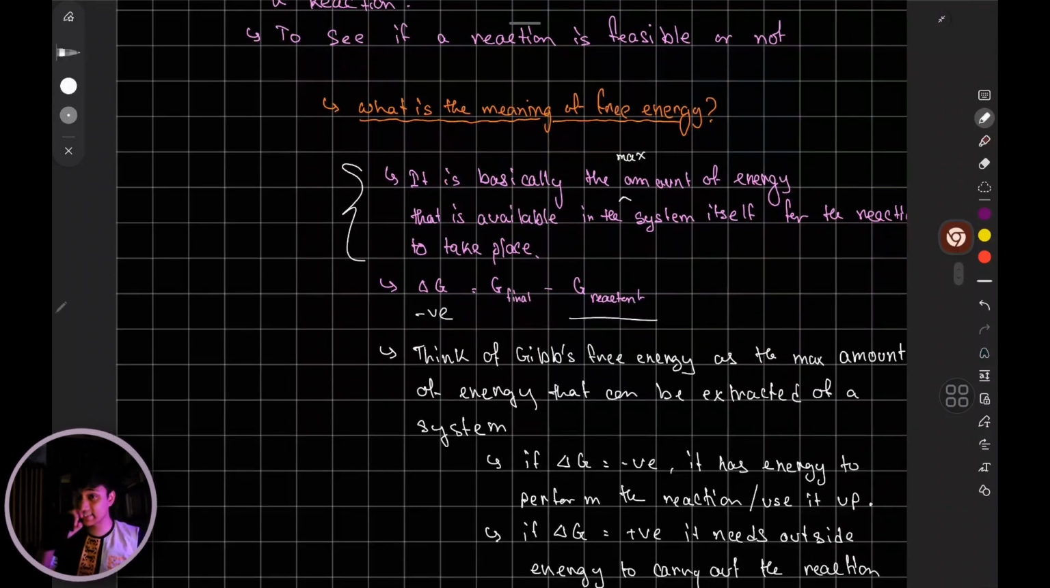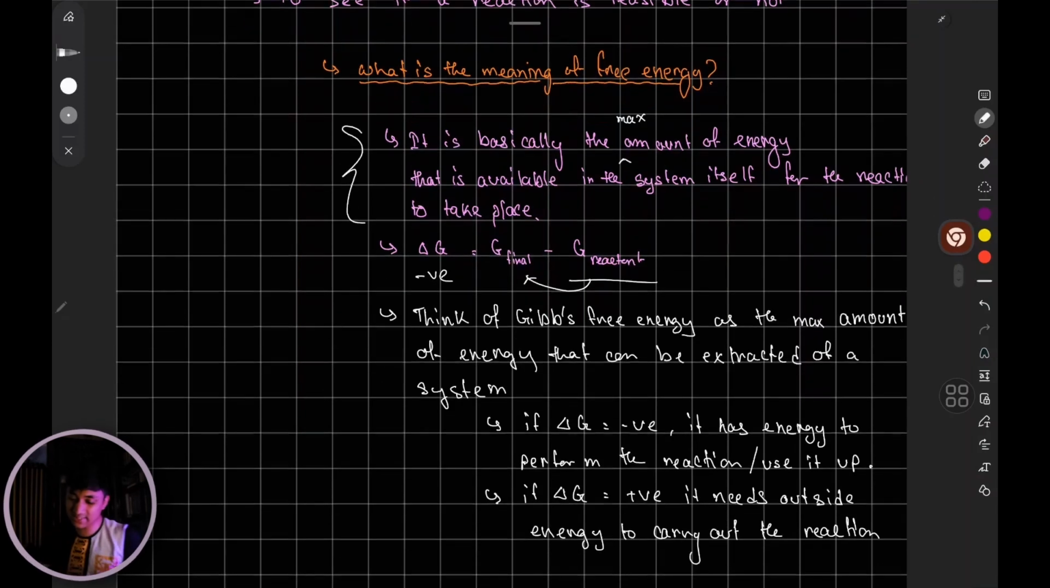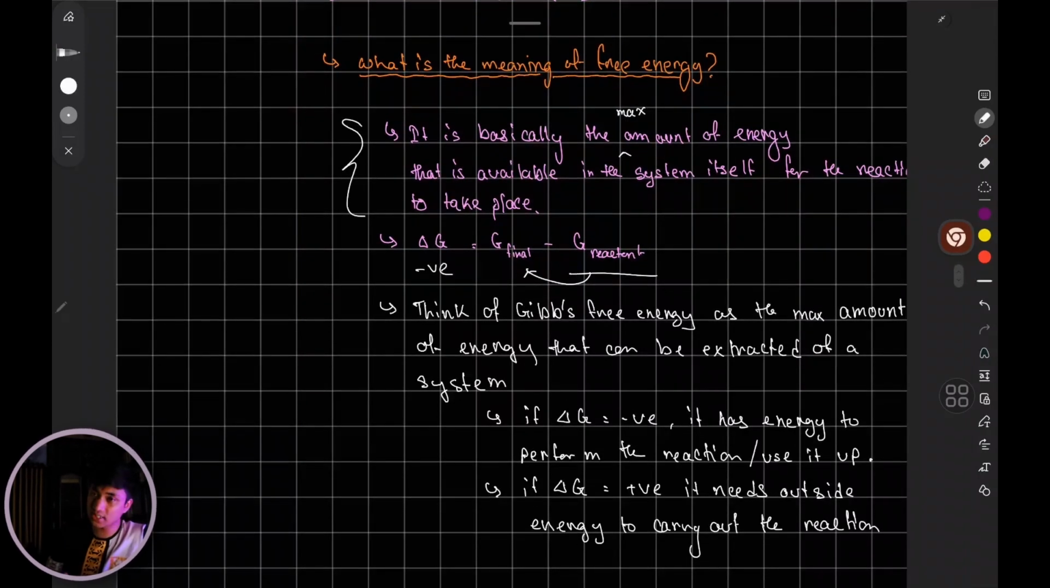Your reactants need to have more energy such that this energy can do useful work to convert the reactants into products. So let's say your reactants Mg and oxygen had 50 joules of energy. It's just a random number.